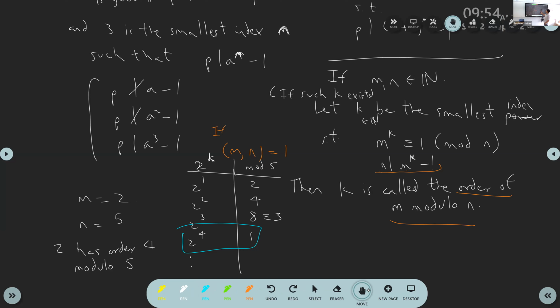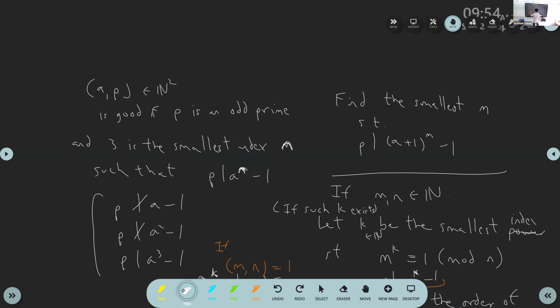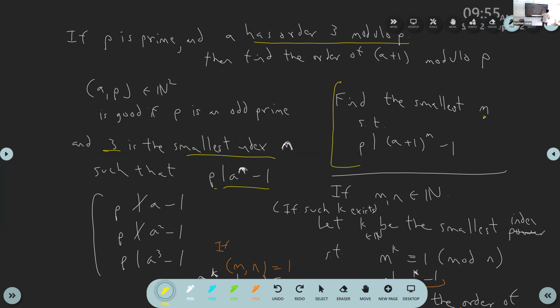So with this order concept, it is much easier to write the problem. I can rewrite the problem in much less space. I could phrase the problem simply as: if P is prime and A has order 3 modulo P, find the order of A plus 1. So do you agree that this is equivalent to the given problem? That is exactly what is given. What is given to you is that 3 is the smallest index such that P divides A raised to n minus 1. So that is the same as saying A has order 3. And what you have to find is the smallest index m such that this happens.